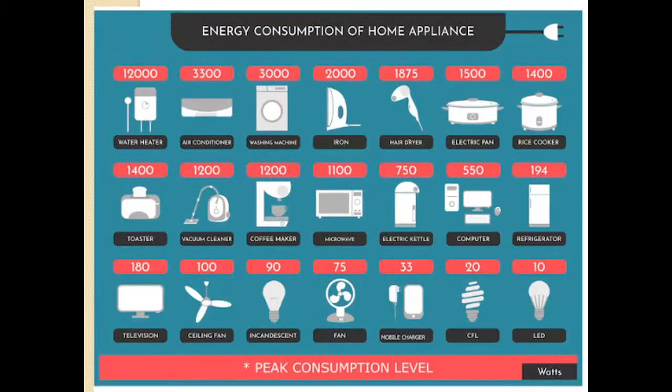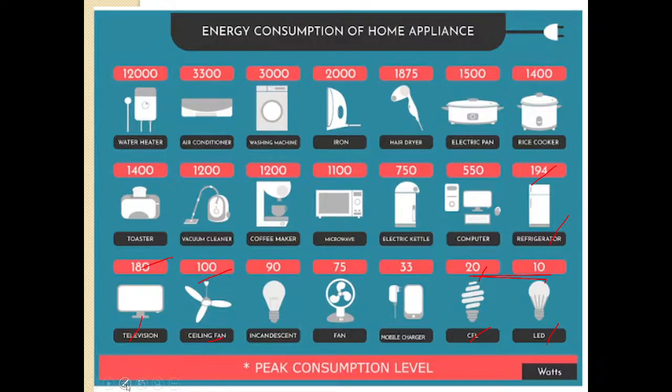Here you can see a few more apparatus. Water heater, power rating is around 12,000 watts. Air conditioner, 3,300 watts. Washing machine, 3000 watts. Iron, 2000 watts, and so on. The power ratings of all these apparatus have been mentioned here. Ceiling fan, around 100 watts. Television, around 180 watts. CFL, compact fluorescent lamp, around 20 watts. Light emitting diode lamp, around 10 watts. Refrigerator, around 194 watts, and so on.